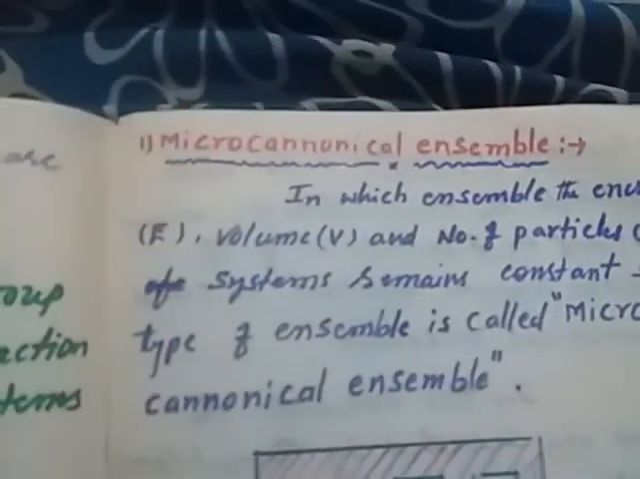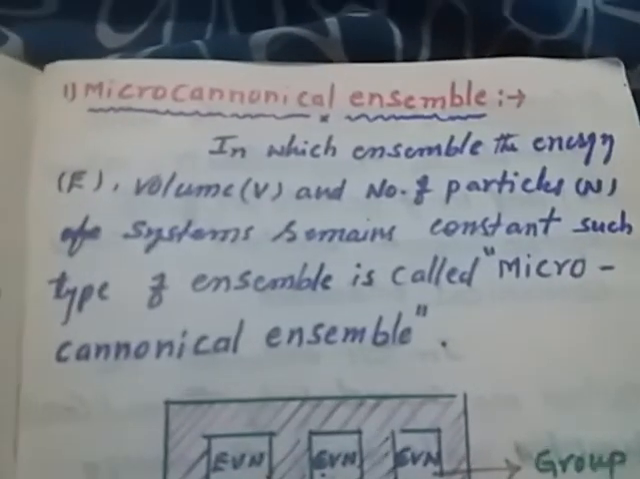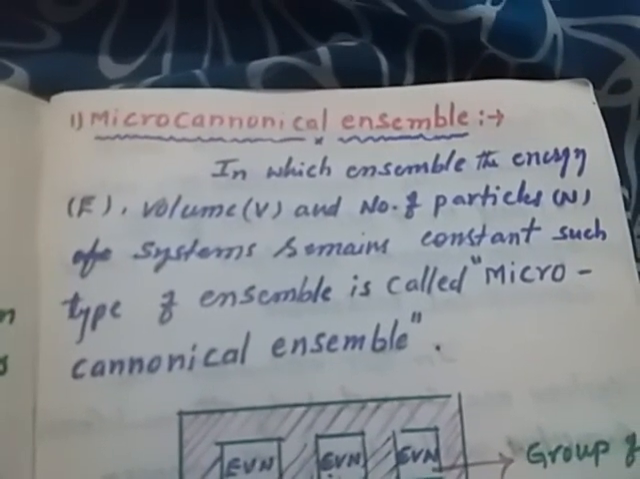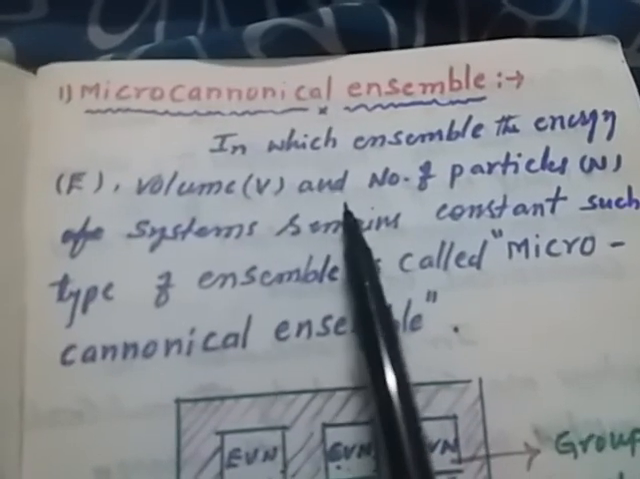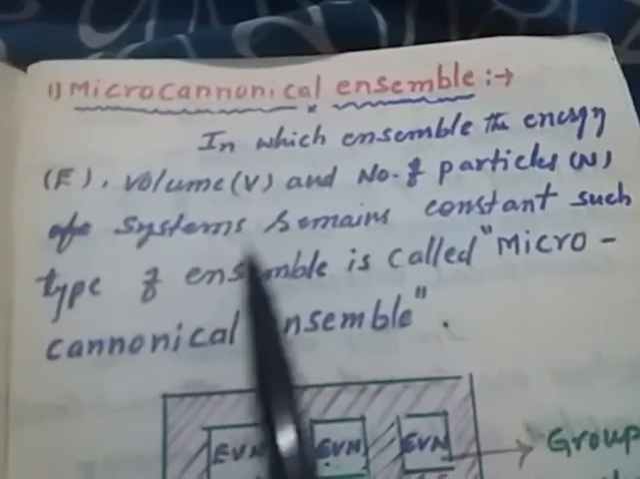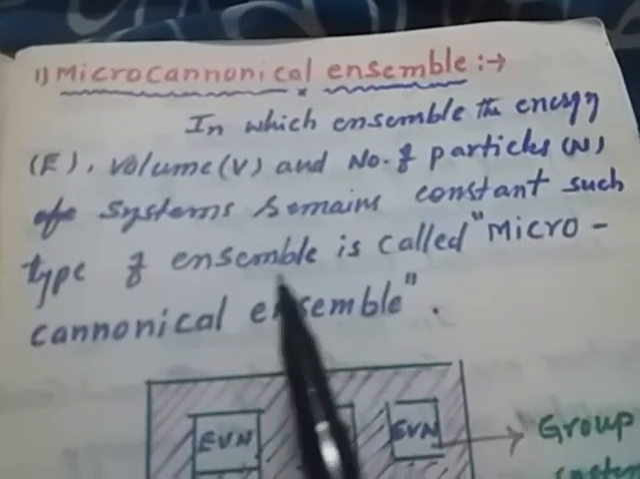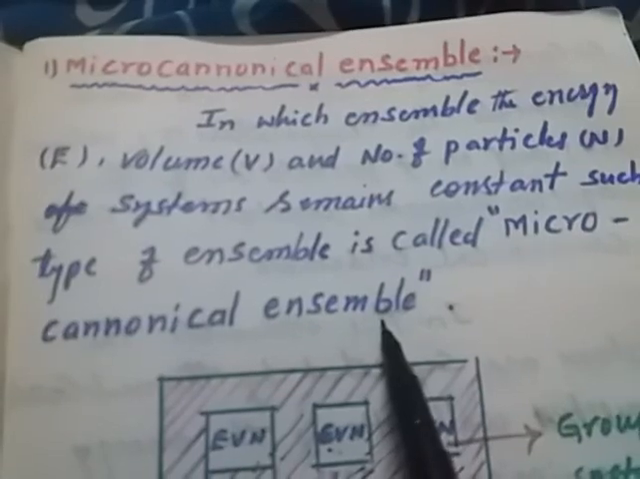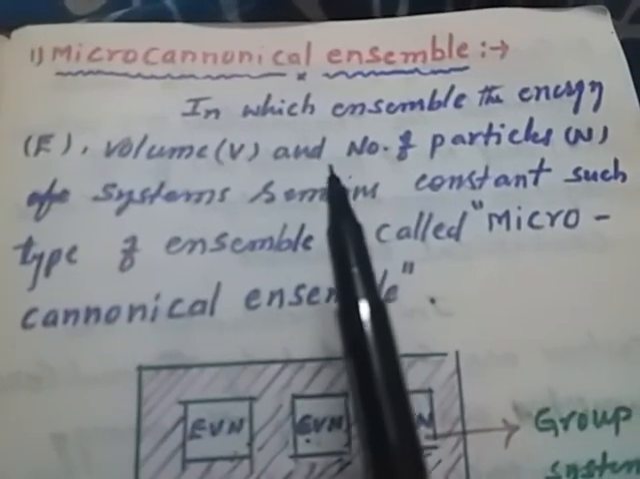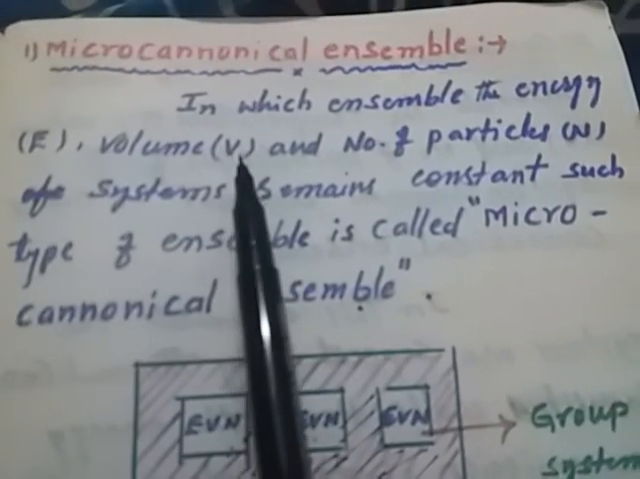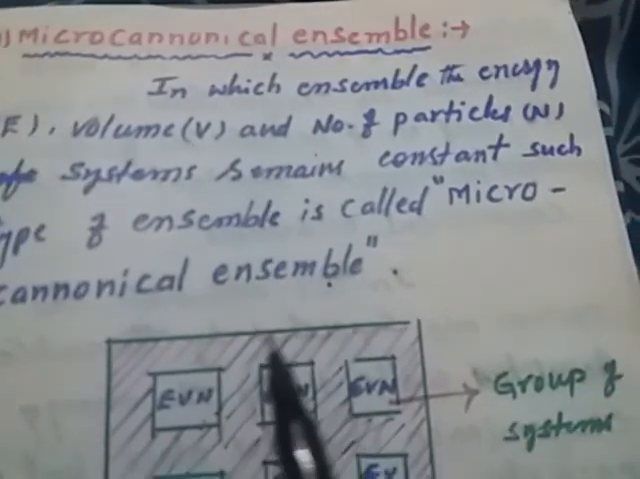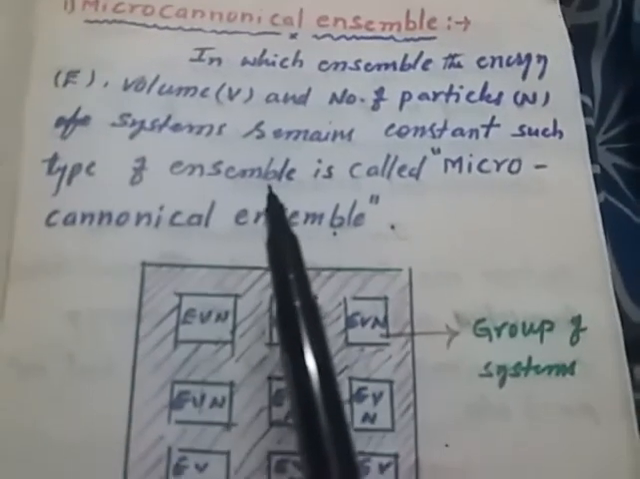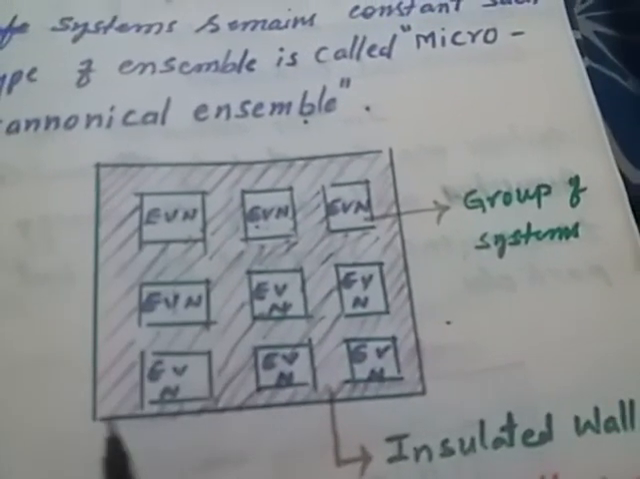What is meant by the microcanonical ensemble? Friends, the microcanonical ensemble can be defined as the ensemble in which the energy E, volume V, and number of particles N of the systems remain constant. The parameters such as energy E, volume V, and number of particles N remain constant for any system we take. Such an ensemble is called a microcanonical ensemble. This is the diagram of the microcanonical ensemble.